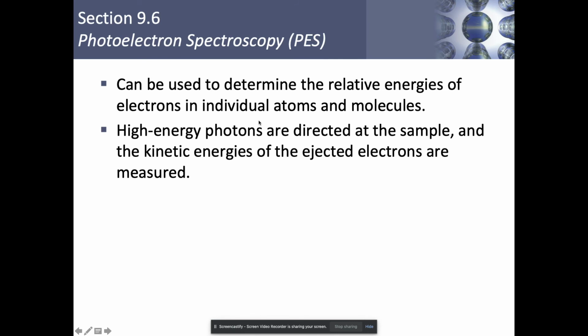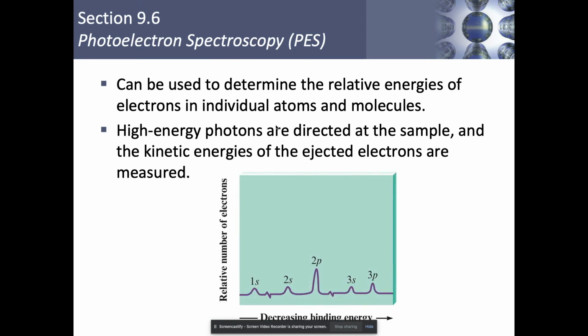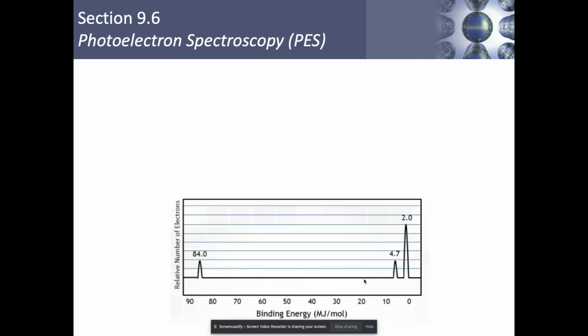We have a high energy photon that's directed at a sample of an element, and the kinetic energies of the ejected electrons are measured and graphed. And so you end up with a little graph that looks something like this, where you have these little peaks going up and down all over the place. So here is what a general one that you might see on the AP exam looks like. And we're going to talk about what they mean.